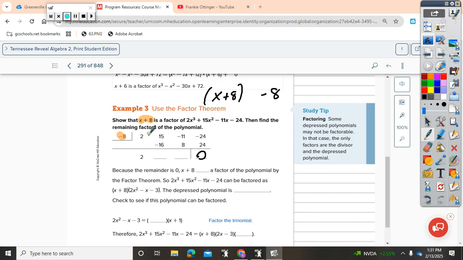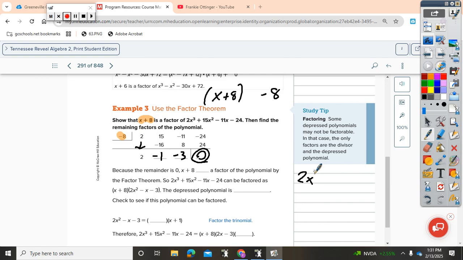But what they're wanting you to do with these problems, I guess let's go back and do the synthetic. Notice how they set it up: 2, 15, -11, -24. We bring down, we multiply, we add. You should have this process down. That will be -3, and of course I do get 0. Now there's a lot of little things here, and we'll go over more of them as we get further into the chapter, but basically I know that -8 is a solution, x plus 8 is a factor because of that remainder. I can use that remainder, or I can use these numbers to write a decreased polynomial.